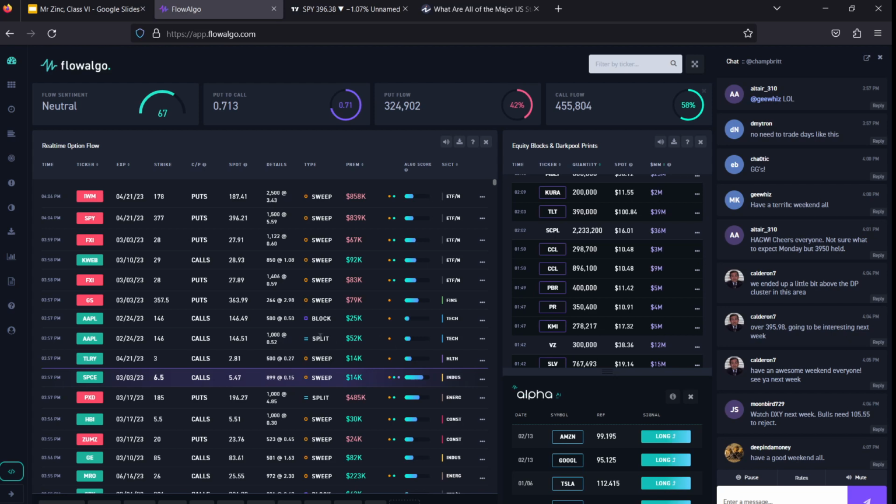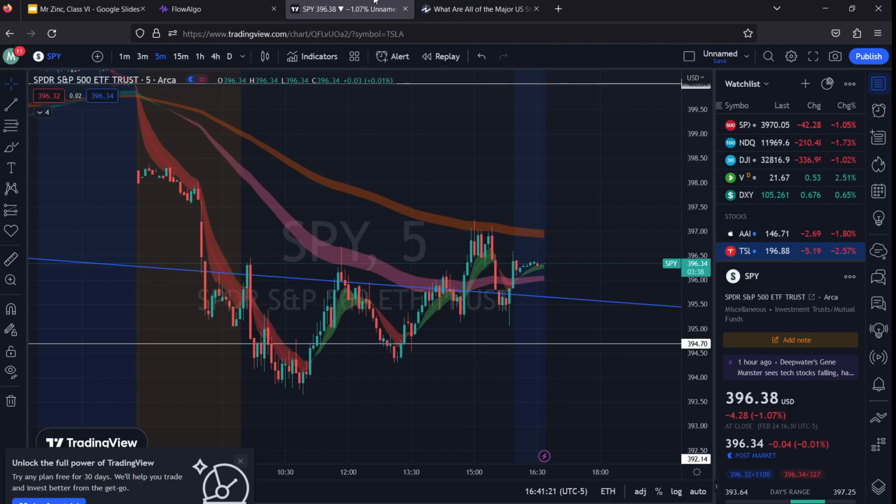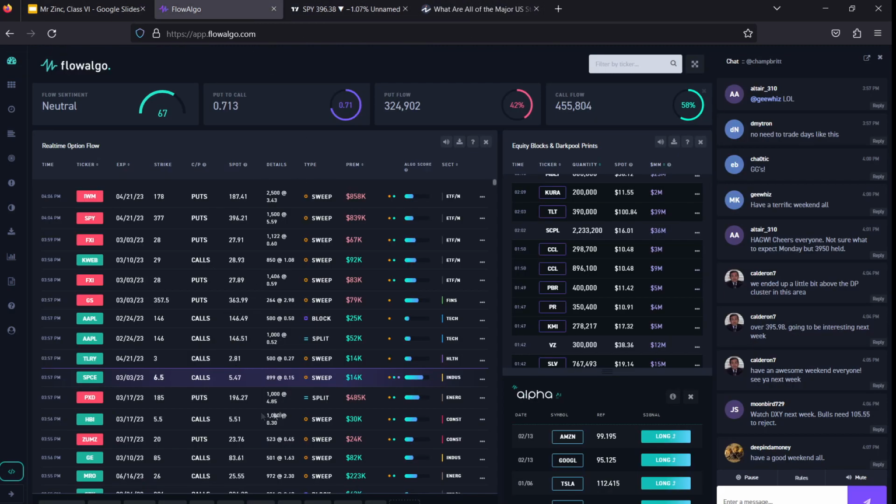When you see a split, this means that it was a single stock exchange. So going back and looking at this again, 52 were offered at 103 for MPRL. On Flow here, there were 1,000 of these Apple 146 calls bought at 52 apiece. This was all bought on one stock exchange.